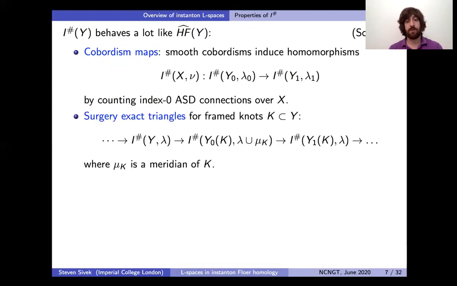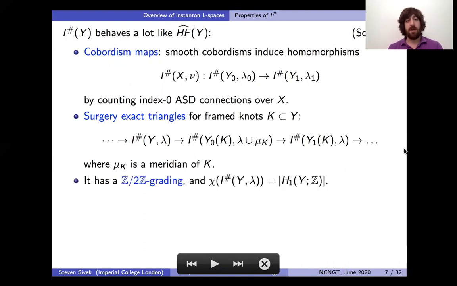If you have a framed knot K inside Y, then there's a surgery exact triangle relating the original Y, 0 surgery on K with respect to that framing, and 1 surgery on K with respect to that framing. And you have to be a little careful about the multi-curves, but it's essentially the same story as in Heegaard Floer homology. It has a Z mod 2 grading, and the Euler characteristic with respect to this grading is always the order of H1. Again, that's the same in Heegaard Floer homology. For rational homology spheres, this is some integer, and if b1 of Y is positive, in other words, if the first homology is infinite, then we just declare this to be 0.